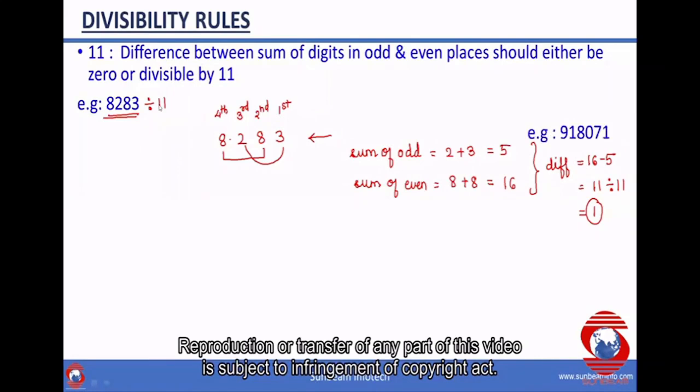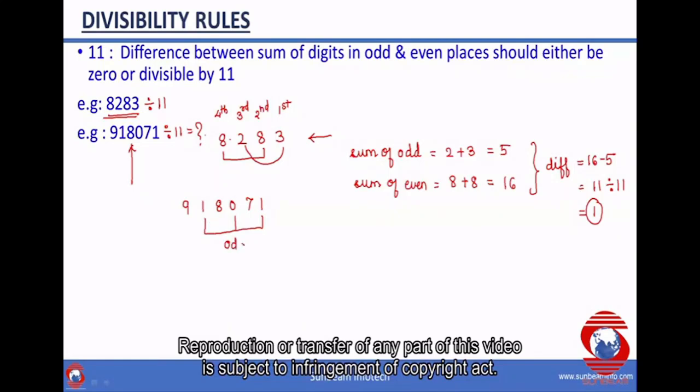So if I have to say about this, can you tell me, is this number divisible by 11? Can I say it is 9, 1, 8, 0, 7, 1? Right? So can I say if I add the odd places, these are my odd places, right? So if I add them, what will it be? The sum of odd places. Can I say it is equal to 1 plus 0 plus 1? So can I say it is equal to 2?